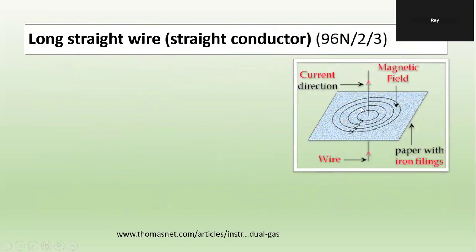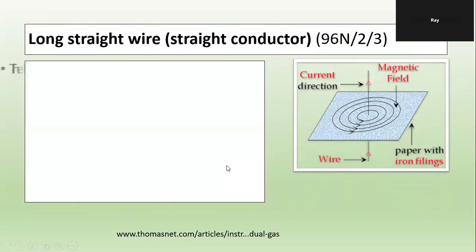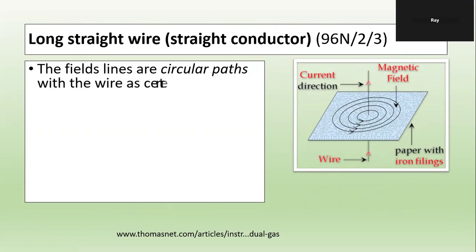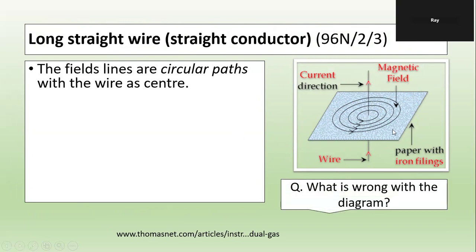What is wrong with this diagram? Any idea? Is it the wire? Nothing wrong with the wire. The lines are circular paths with the wire at the center. That is correct. What's wrong with the diagram? It shows a uniform field. The circles should be further and further apart.